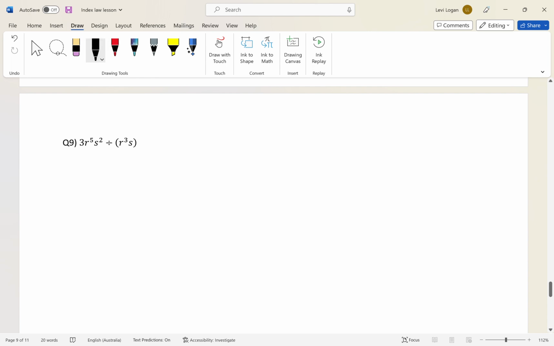If you want to have a go, feel free to pause the video. Straight off the back, I'm just going to start writing this out a bit differently. So I have 3 times r to the 5 times s squared divided by r to the 3s. We have a number here, so we're just going to leave that as a 3 at the top.